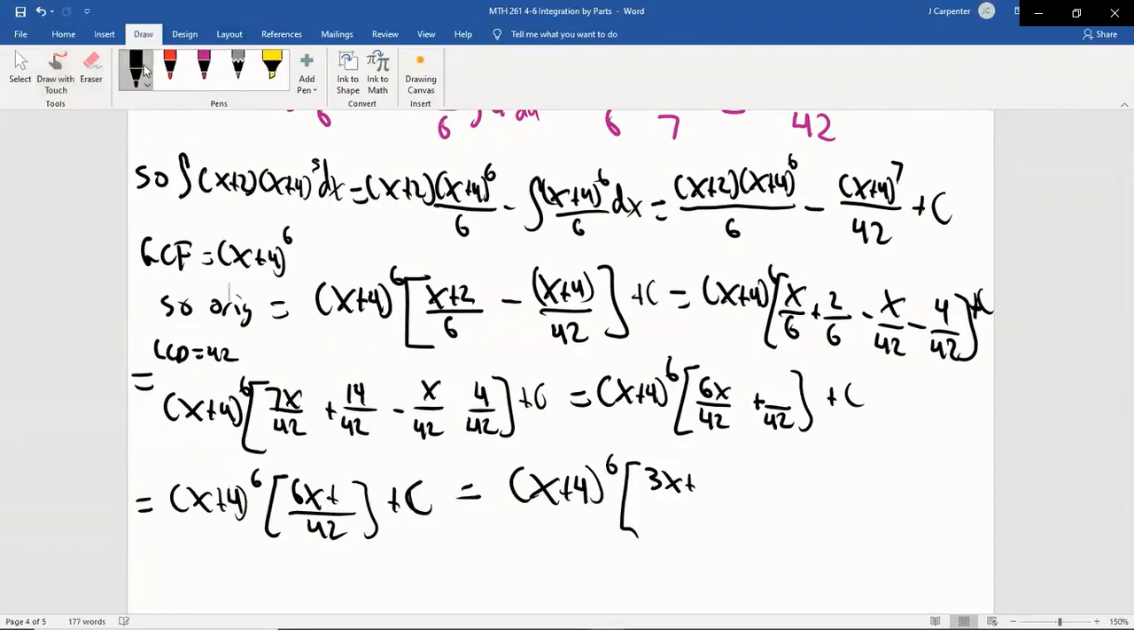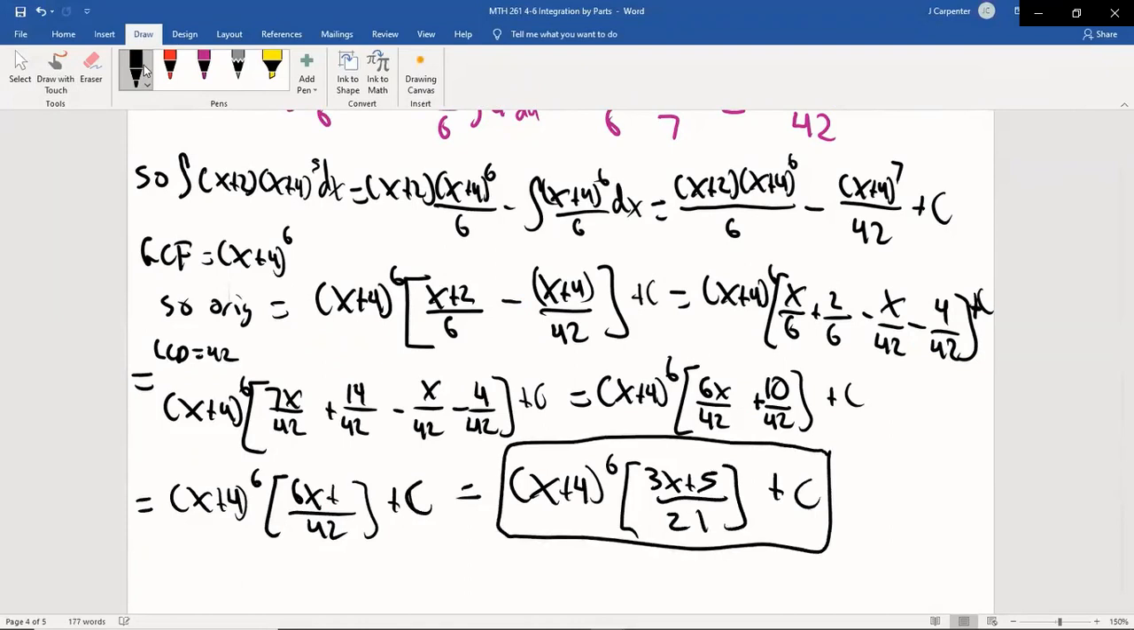So again, minus 4, so that stays a minus 4. Then 14 minus 4 is 10. 10 and 42 reduce to 5 and 21 when you reduce them. So that's plus 5 over 21. And of course, your plus C.